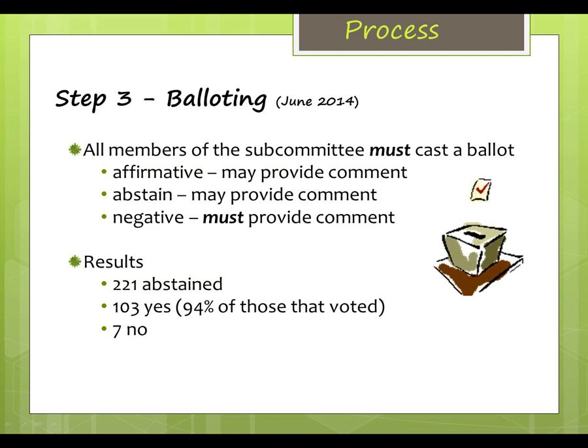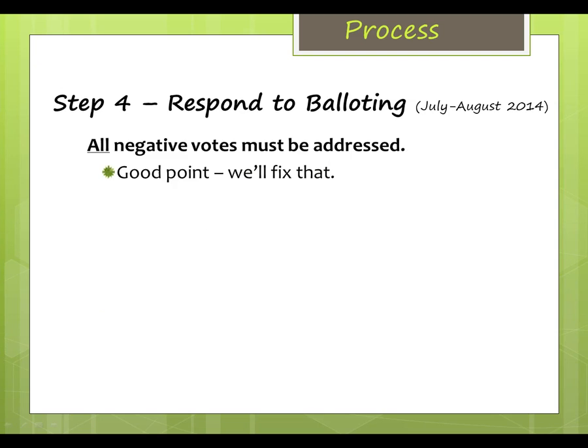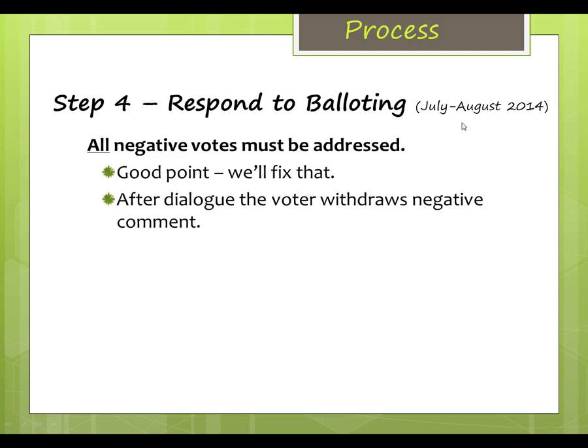So you might be wondering why so many people abstained, and part of that is because many members of the subcommittee may be focused on the development of other standards. And if they're not familiar or involved with this particular standard, they may choose to abstain. So of those that did vote, 94% voted in favor. And in most cases, that'd be a landslide, and you'd think we'd be good to go. But that's not the way it works, because ASTM works through consensus building, and all negative votes must be addressed.